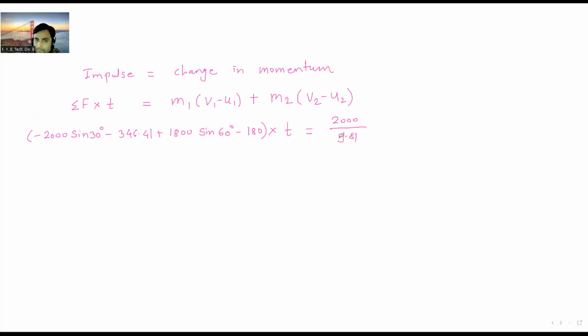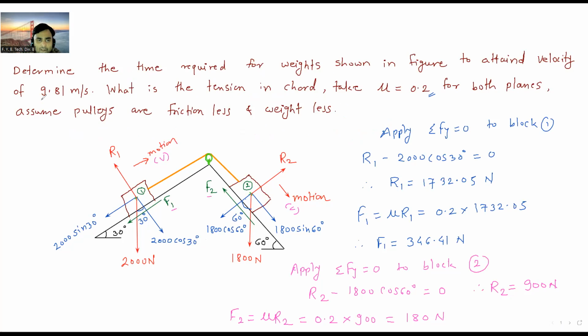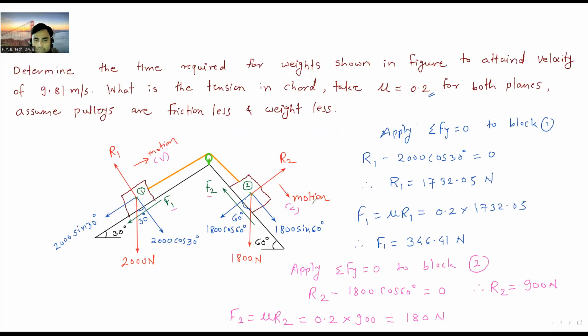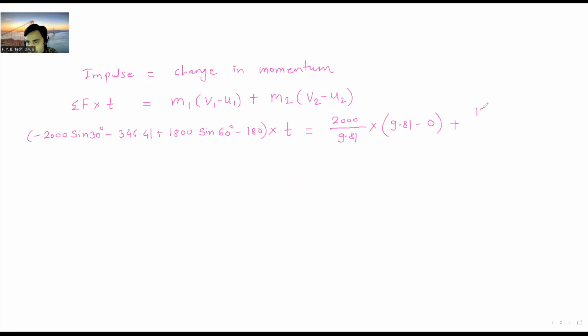So this is the value of M1 into V1. V1 is the velocity it should attain, 9.81. Okay, from the start it should attain. So initial velocity is 0, plus M2. M2 is this block. What is the weight of this block? 1800 newton. So we want mass, so it is 1800 divided by 9.81 into 9.81 minus 0. If you solve this, you will get the value of time required to reach the velocity of 9.81.